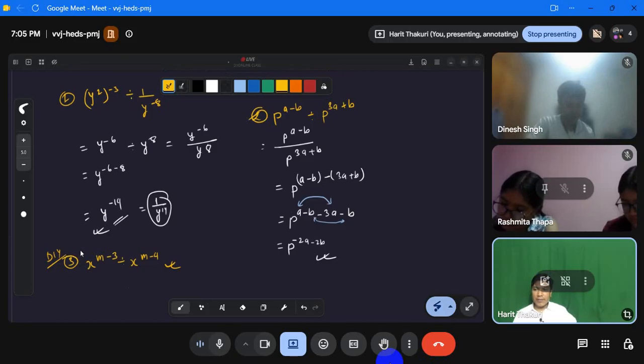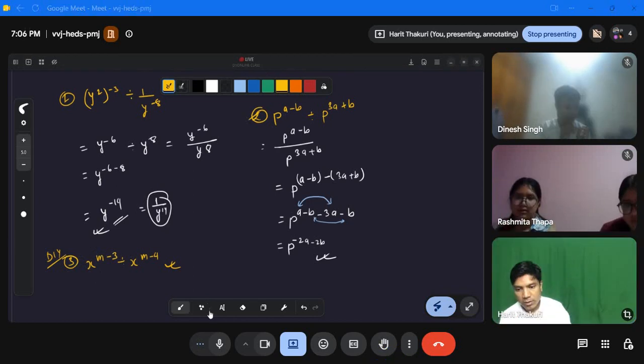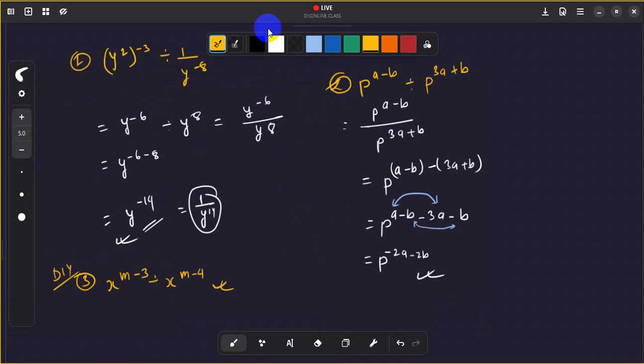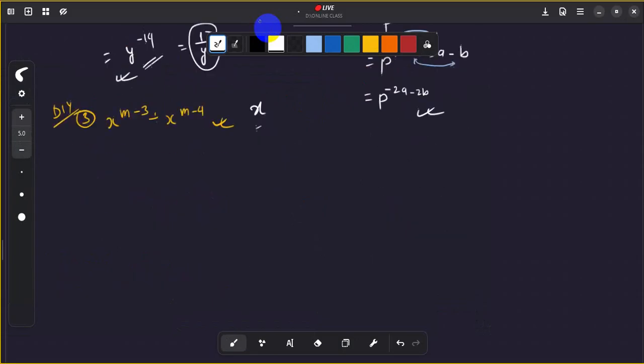x to the power m minus 3 divided by x to the power m minus 4. What is your answer? x power 1, but you can write it as x only. Okay, let's check it.